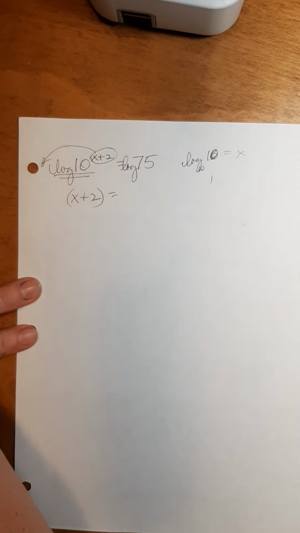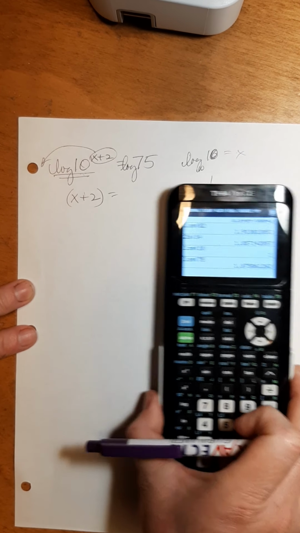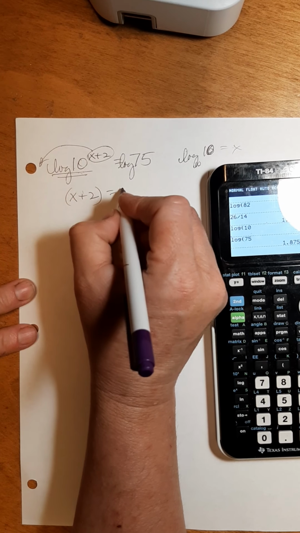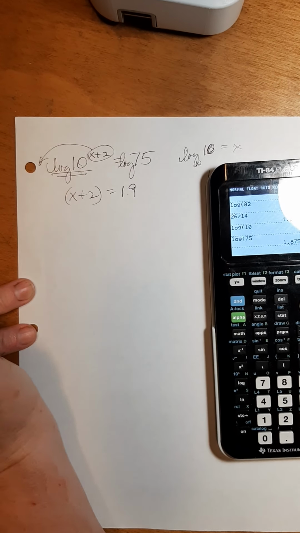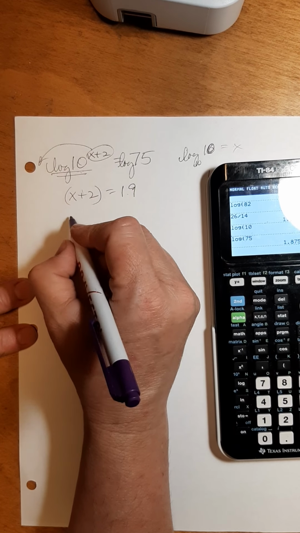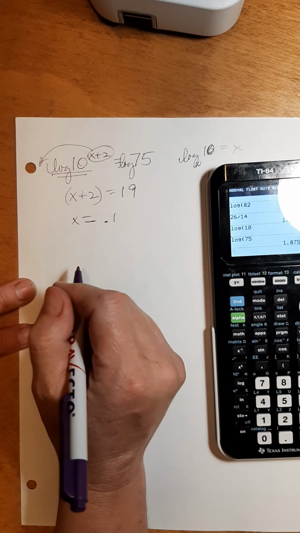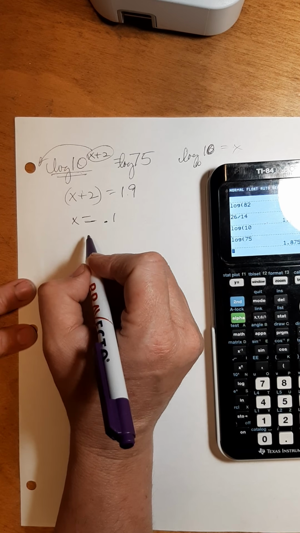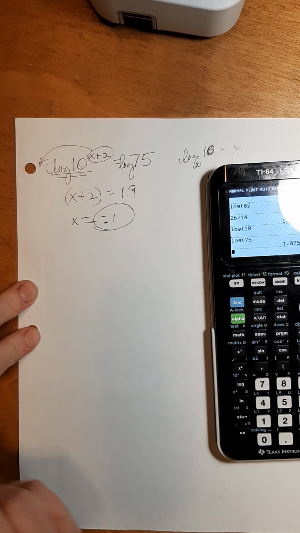And then log of 75, 1.9. So then subtract the 2, negative 0.1. There you go.